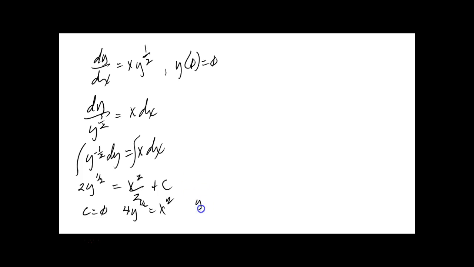I guess the better way to do it would be y to the 1/2 is equal to x squared over 4, and then y would be equal to x to the 4th over 16, which is certainly one of the solutions we got before. Okay, 1/16 x to the 4th.